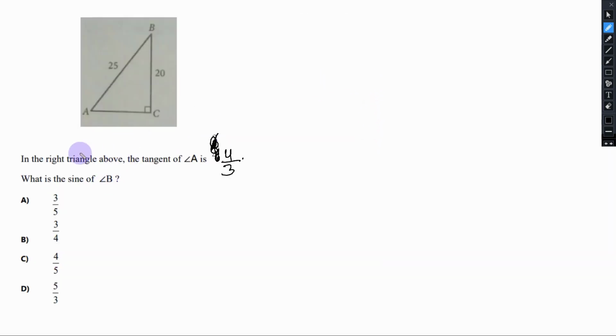Alright, next question. It is saying in the right triangle above, the tangent of angle A is 4 by 3. What is the sine of angle B? So let's see. Tan A equals 4 by 3. It is given here. And the formula for tan A is perpendicular by base.